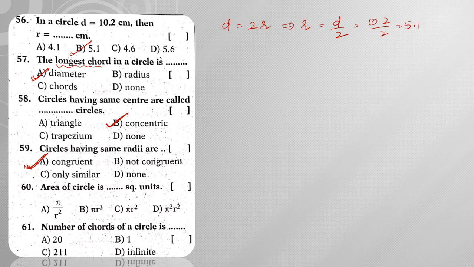Next, area of circle. Area of circle is given by pi r square, or we can simply call it pi d square by 4. If it is given in diameter, then this is the formula. If it is given in radius, then pi r square is the formula. Next, number of chords of a circle is? In a circle, how many chords can we draw? We can draw infinitely many chords.